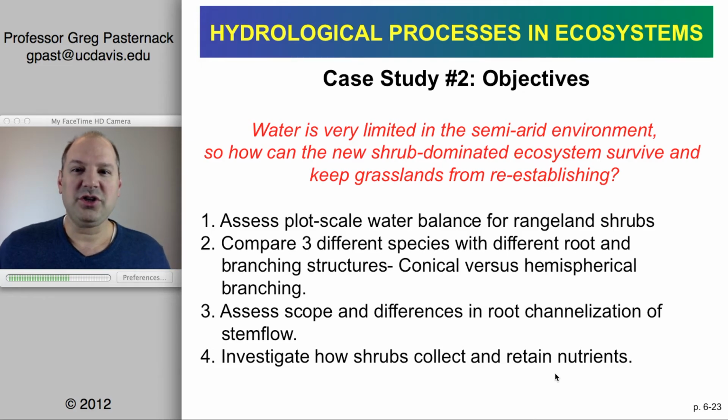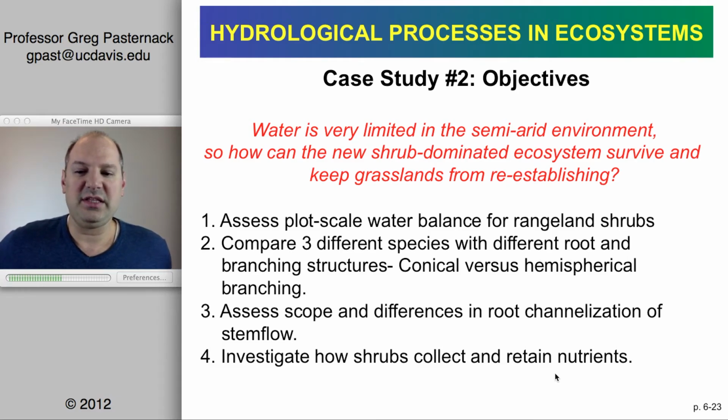Okay, so I want to show you a set of cases that are all related to this overall situation here. And the overall question is that you've got this very small amount of water available in this setting. So how does this shrub-dominated ecosystem function? Why don't grasses reestablish? Why can't they just come in and outcompete the shrubs?